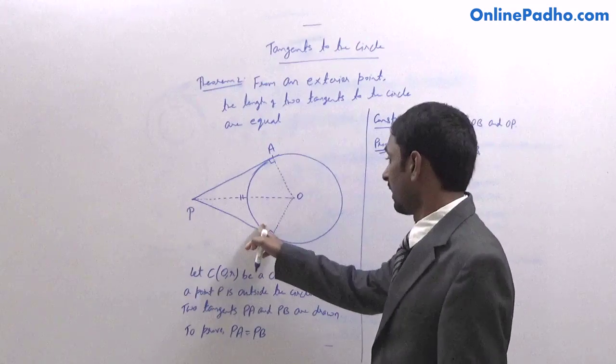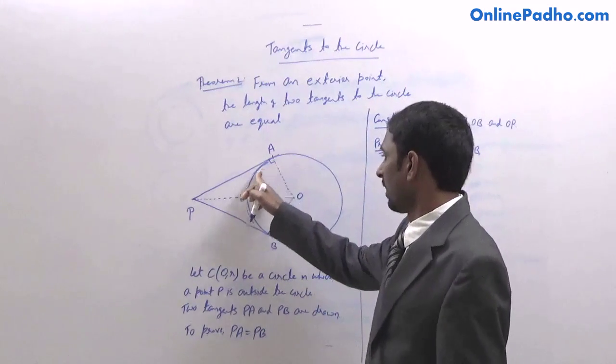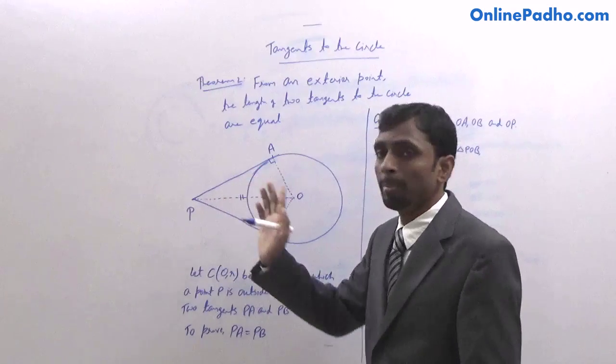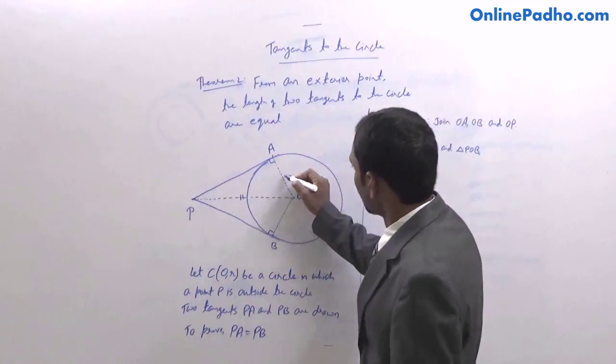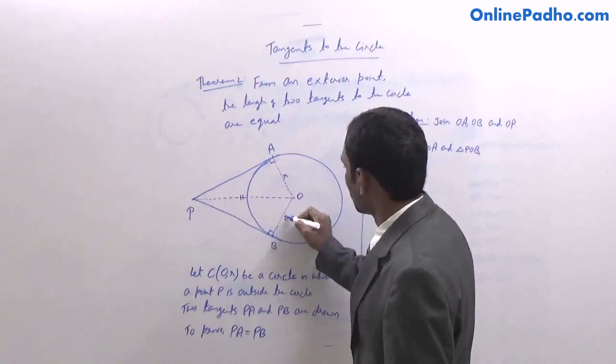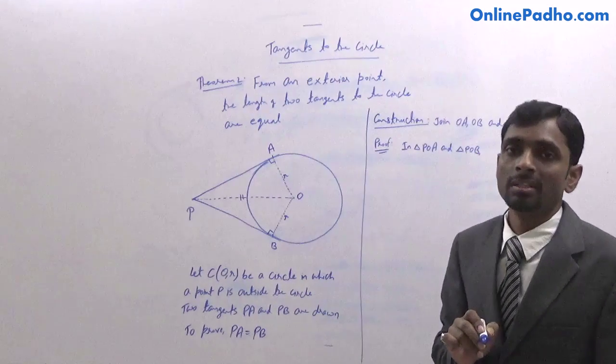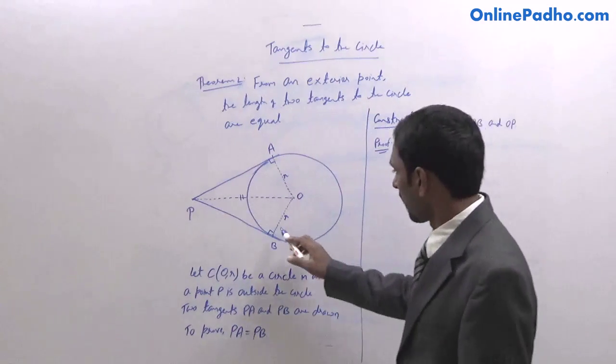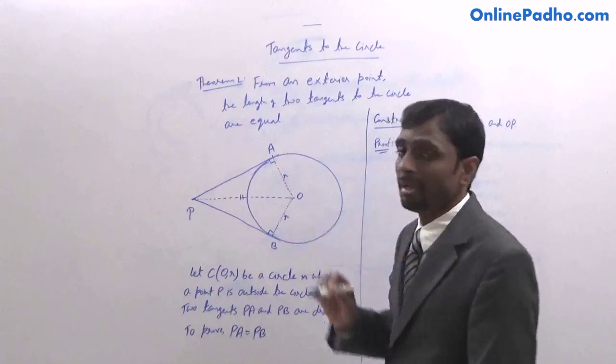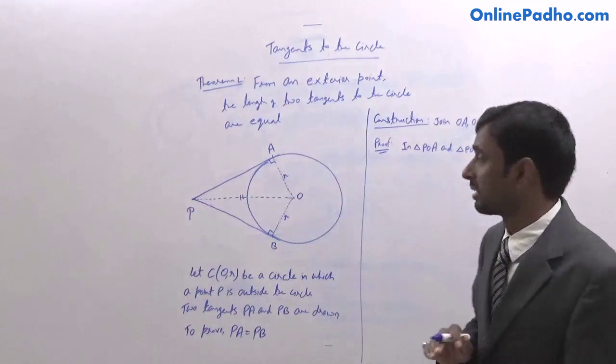Opposite side of the right angle is called hypotenuse. So hypotenuse OP and OP are the same, and OA and OB both are radii of this circle. So we can apply the right angle hypotenuse side property to get that these two triangles are congruent.